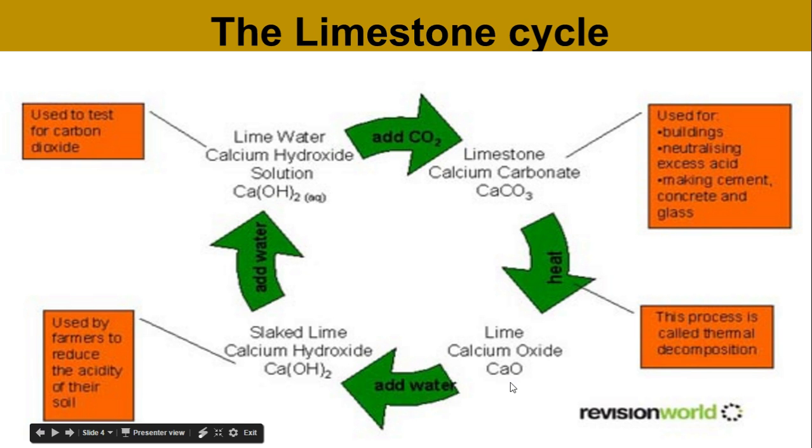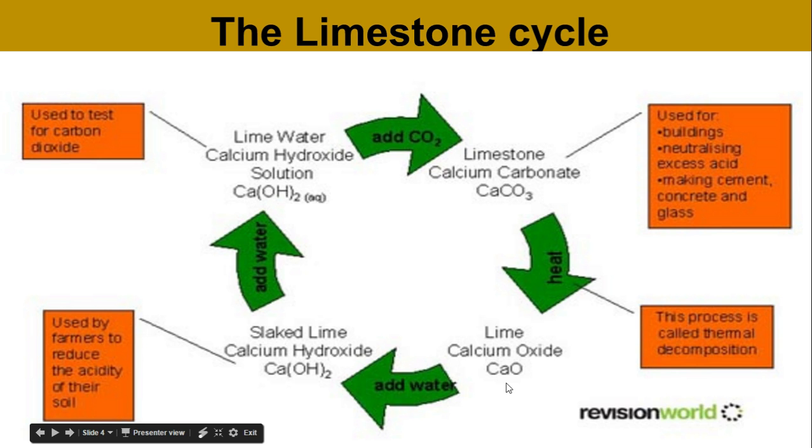The names for calcium oxide are lime and quicklime. We have to learn all these names because they are used throughout the syllabus. Calcium oxide or lime or quicklime reacts with water to form calcium hydroxide, which is a base, and is called slaked lime. Slaked lime is used by farmers to reduce the acidity of their soil. They spread it in the soil to lower the acidity.